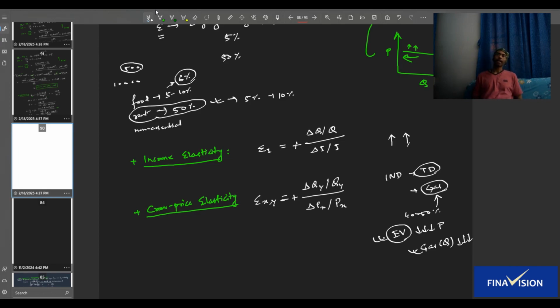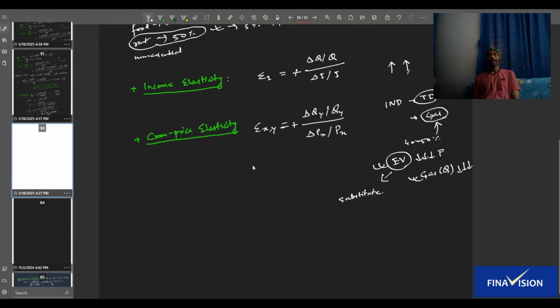So here EV is a substitute. Why is it a substitute? Because the product it is impacting, it impacts negatively. Now if it impacted positively, it would have been different.